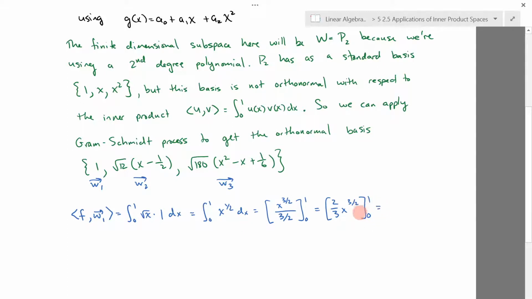And then evaluating it at the endpoints, if you plug in 1, you just get 2/3. If you plug in 0, you get 0. Right, so 2/3 minus 0 is just 2/3. Okay, so the first coefficient is going to be 2/3.